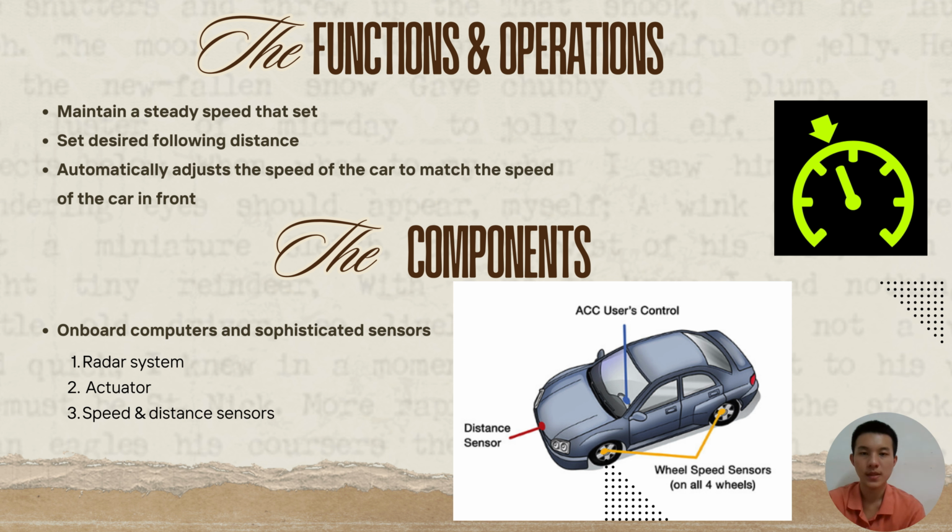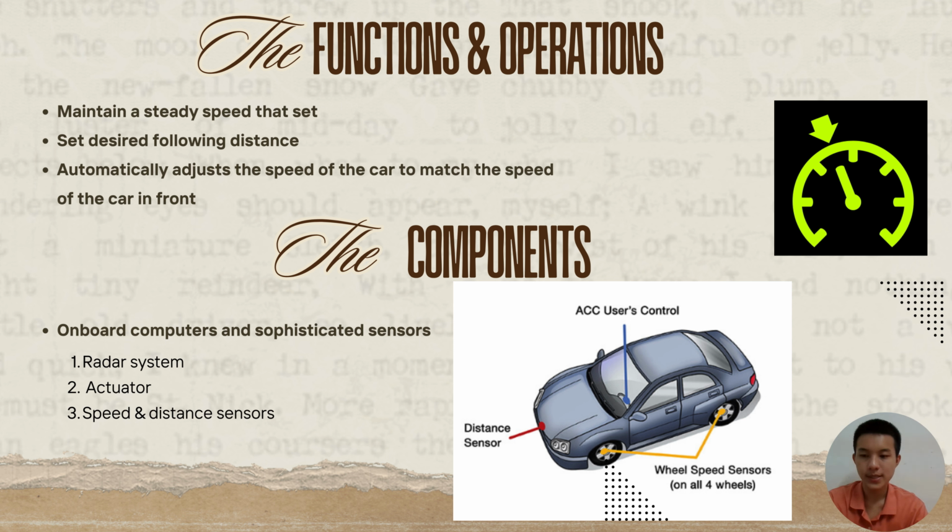So the next is about the function and operation of adaptive cruise control. It assists to maintain a steady speed set by the driver. Once the system is activated, it will automatically adjust the speed of the car to match the speed of the car in front of it. Besides that, it can also set the desired following distance, such as if you want to set a distance of 1 meter away from the front vehicle.